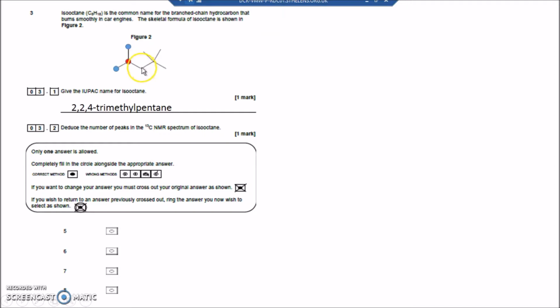This one here is the only carbon with 2 other carbons bonded to it, so I'll colour that a different colour again. This one here is the only carbon with 4 other carbons bonded to it, so I'll have that as a different colour. And then we've got 3 methyl groups all bonded to the same carbon, so these 3 must be the same. So how many different colours have I got? 1, 2, 3, 4, 5. So my answer is 5.